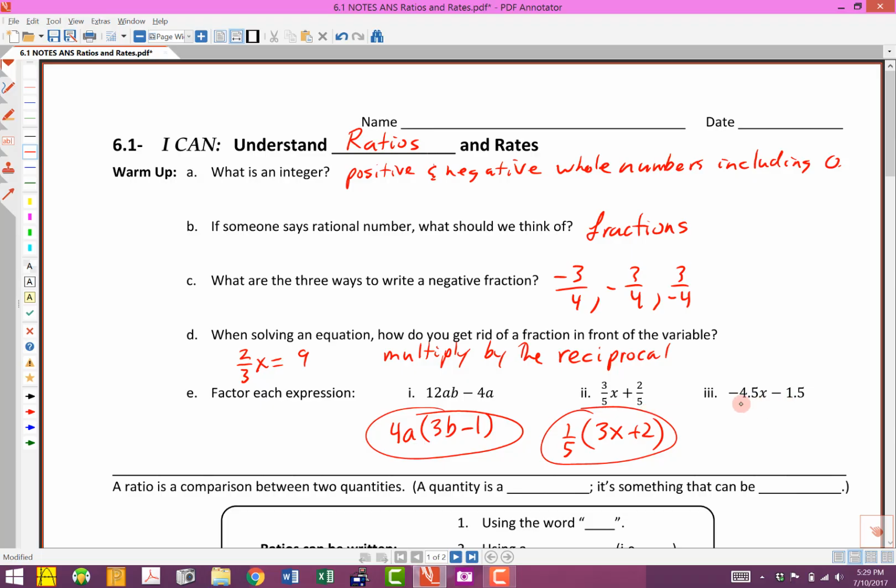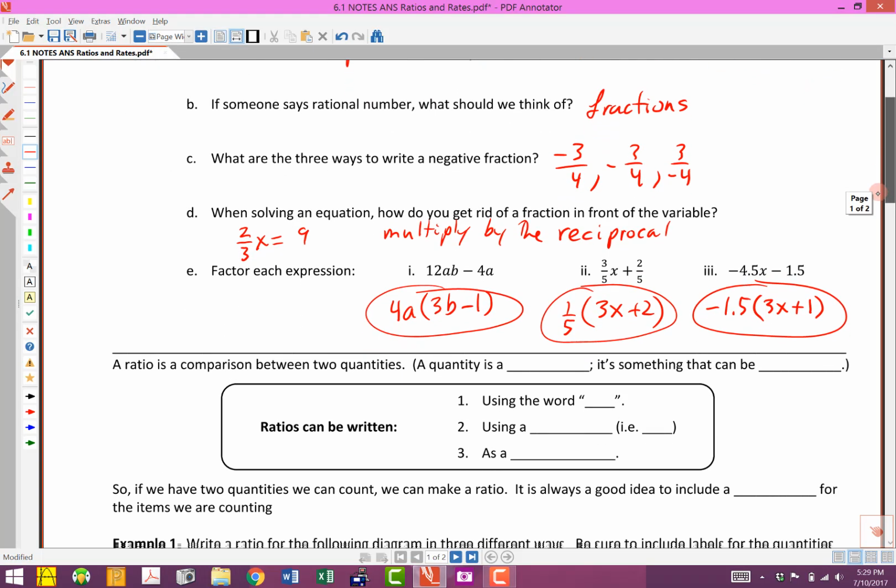And then this one right here, we are going to take out a negative. We've got 4.5 and 1.5. If you can see what it is as a decimal, that's great. If you need to think of this as like 45 and 15, that would be okay. We're going to take out a negative 1.5. That means we're left with a 3x, and then if we divide negative 1.5 by negative 1.5, we're going to be left with a positive 1. And remember, when we take out a negative, it changes the sign of each one of those terms. So notice how they both turned out to be positive.